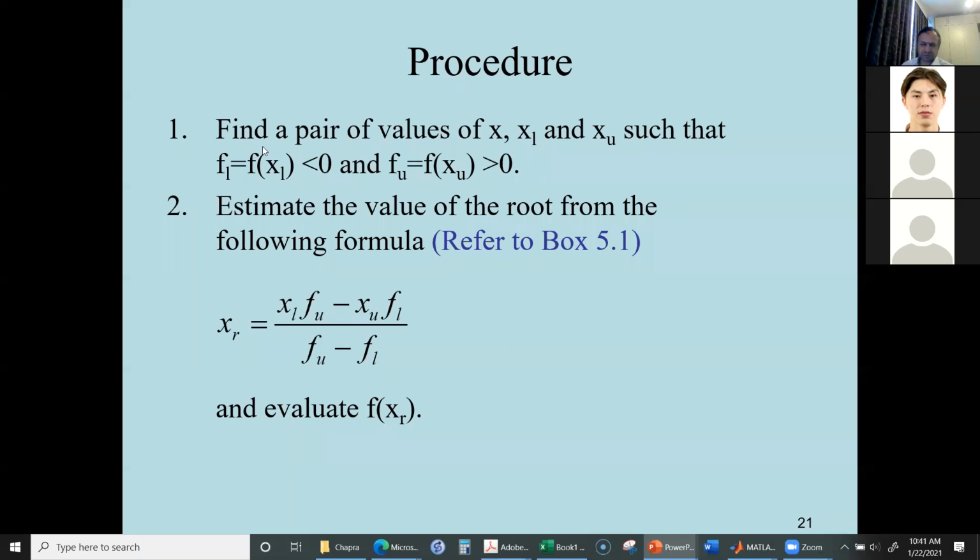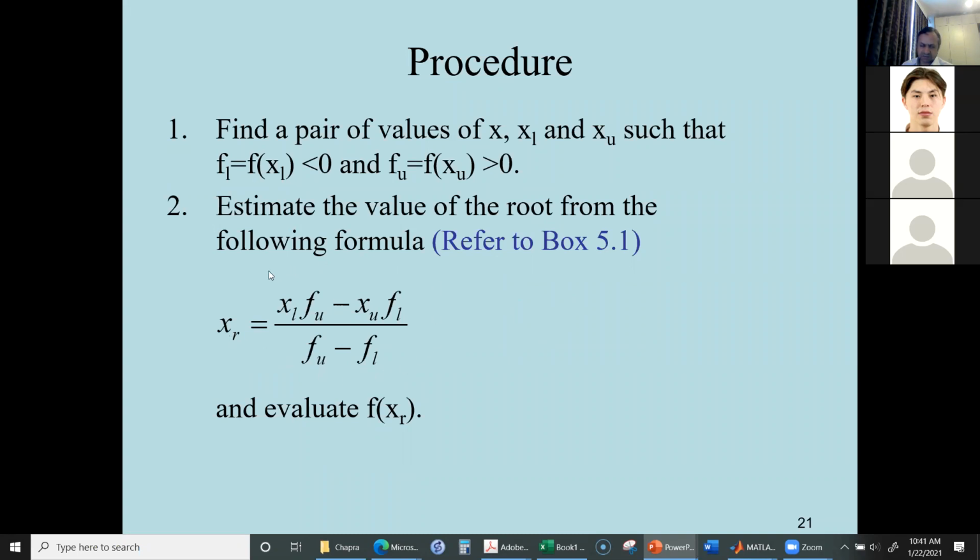So the procedure starts like this. Find a pair of values for x, xL and xU, such that fL, equal to f of xL, is less than 0, and fU, equal to f of xU, is greater than 0. Determine the value of the root from the following formula. So refer to the box in the picture in the textbook.